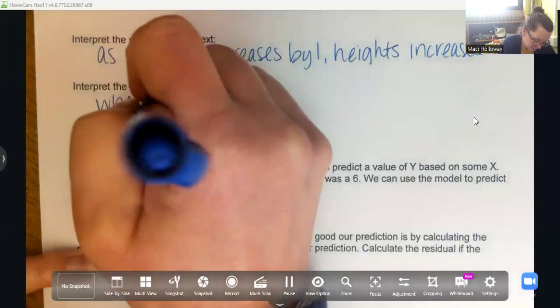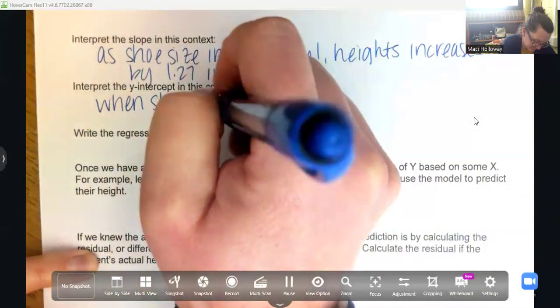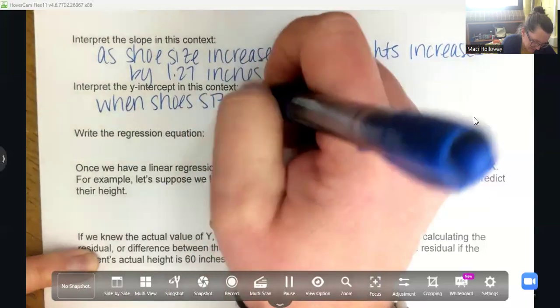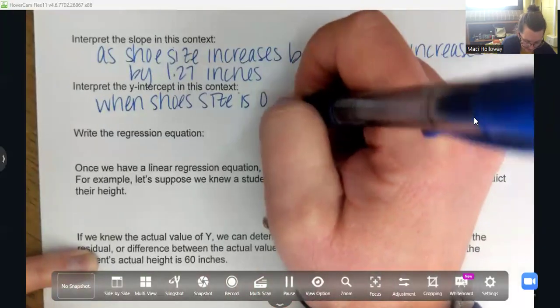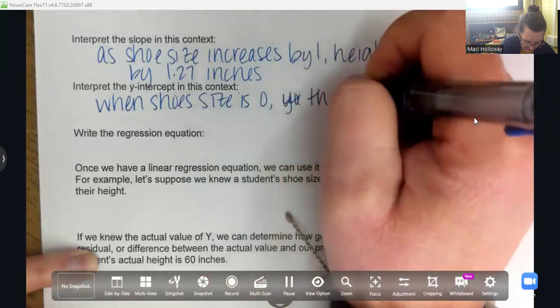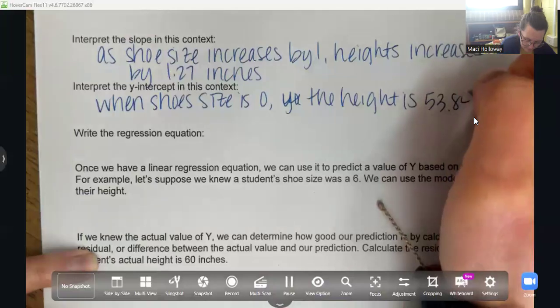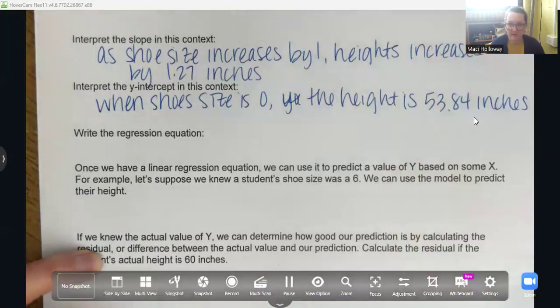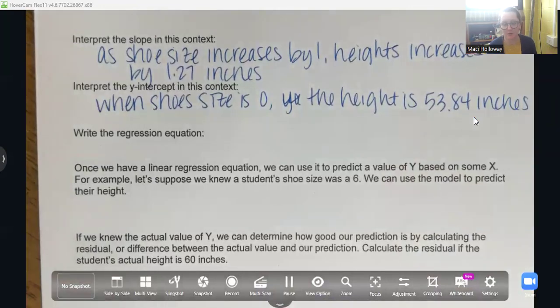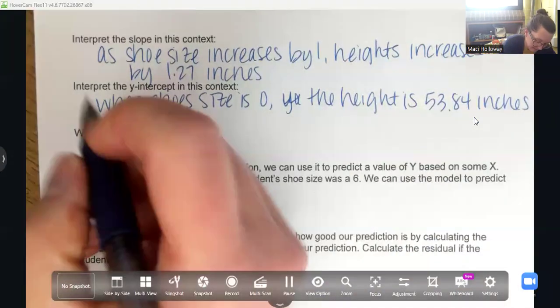So when your shoe size is 0, the height is 53.84 inches. Now, sometimes your prediction line kind of falls apart because this is not realistic, right? Nobody has a shoe size of 0. So therefore you can't really predict the height based on a shoe size of 0. But this is the interpretation of it, right?